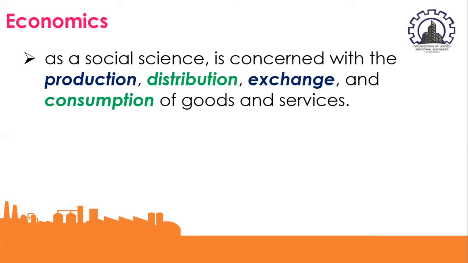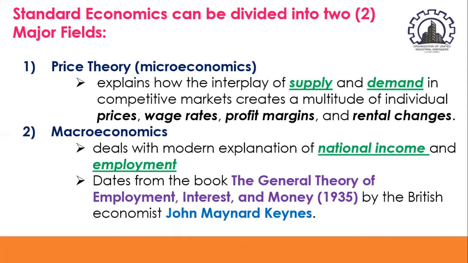Now, standard economics can be divided into two major fields. The first field is what we call price theory or microeconomics, which explains how the interplay of supply and demand in competitive markets creates a multitude of individual prices, wage rates, profit margins, and rental changes. And microeconomics assumes that people behave rationally.